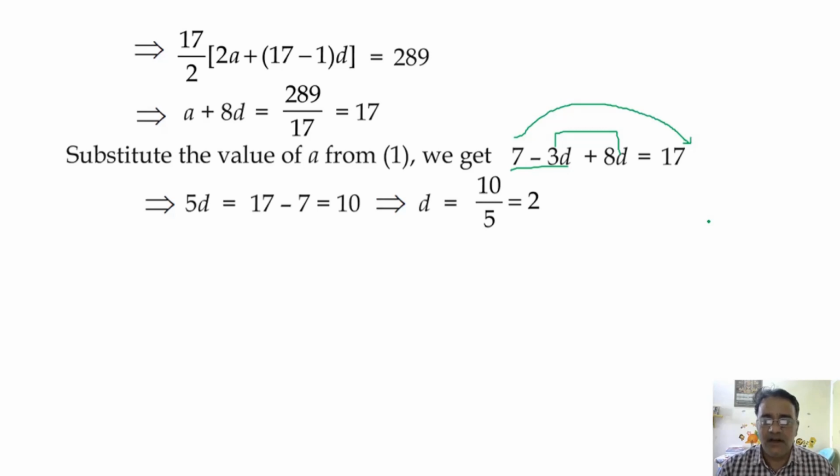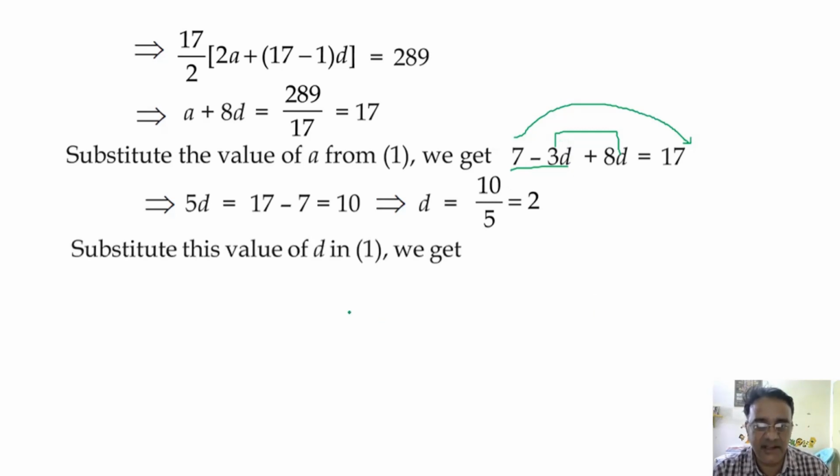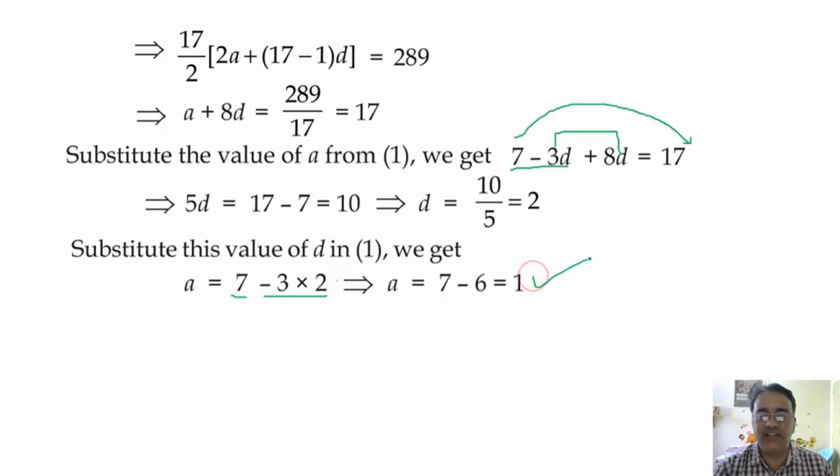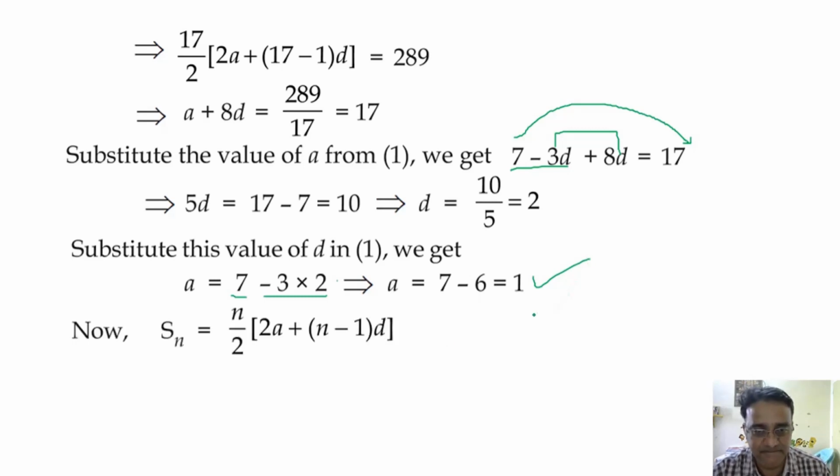Okay. Now we require the value of a also. So what we will do, we will substitute d in a is equal to 7 minus 3d. So 7 minus 6, it will become 1. So first term and common difference we got. Now we have to find the sum of n terms. So formula n by 2, 2a plus n minus 1 into d. So we'll substitute the value of a and d. So 2 into 1 plus n minus 1 into 2.